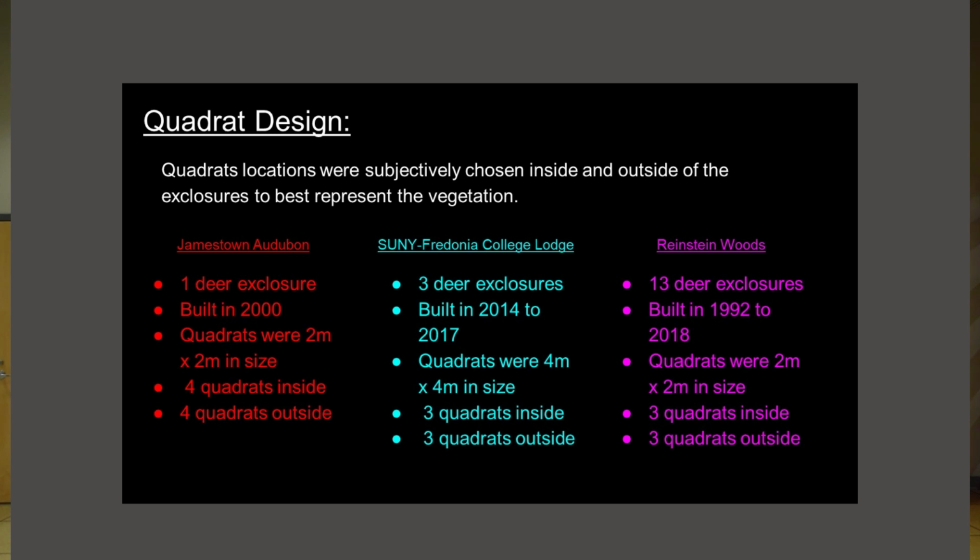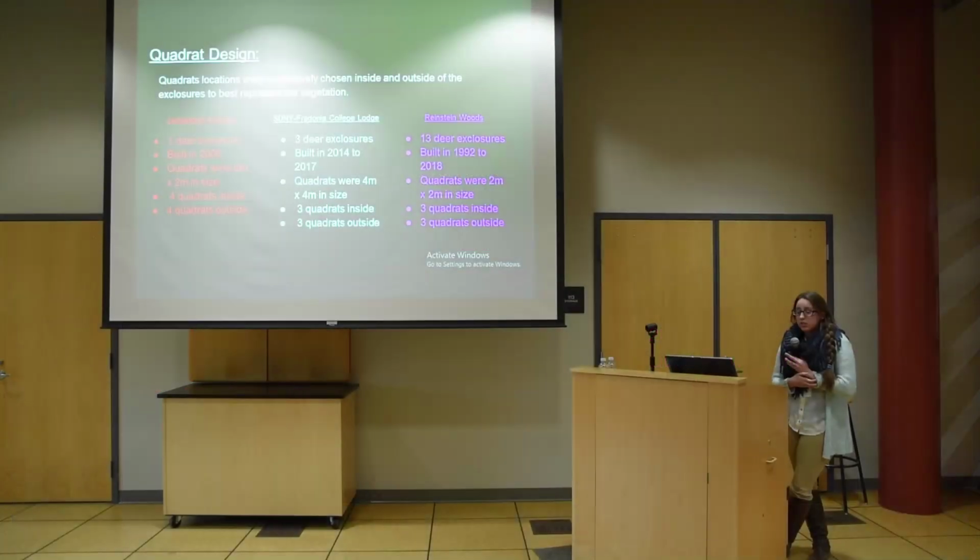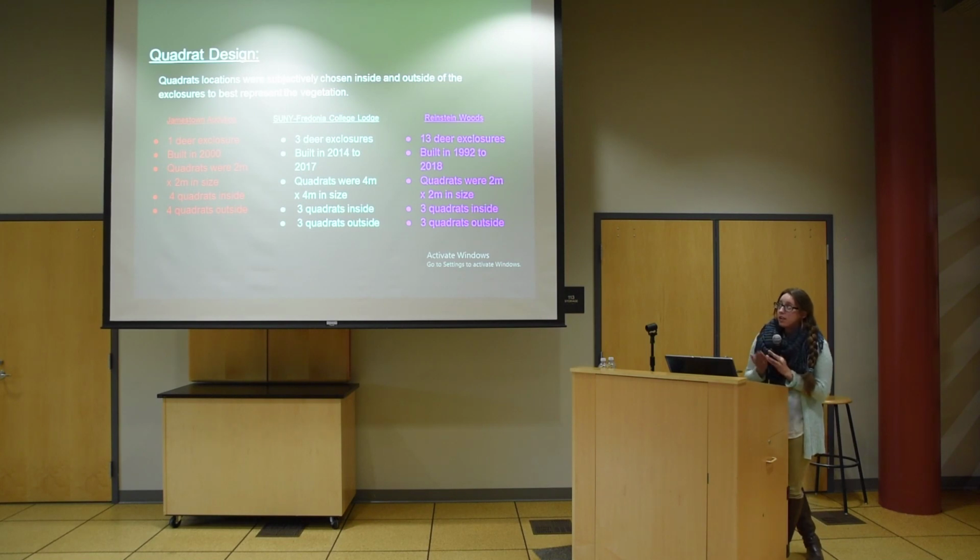So at Jamestown, we only had one deer exclosure, which was built in 2000, and the quadrat size that we did there was 4 meters square. And there were 4 inside and outside that were examined. As for our College Lodge, we had 3 deer exclosures, and these were all built by students at Fredonia, and they were built between 2014 and 2017. And these quadrats are a little bit bigger, at 16 meters square. And these only have 3 quadrats inside and 3 outside.